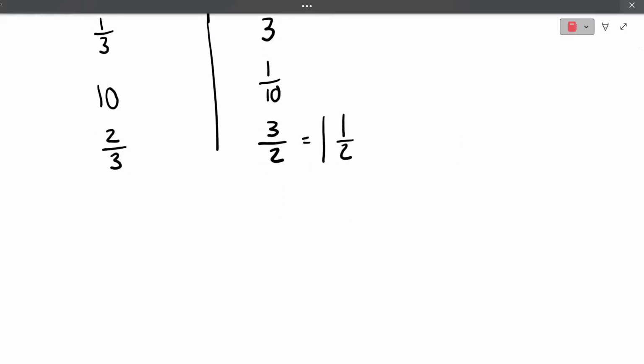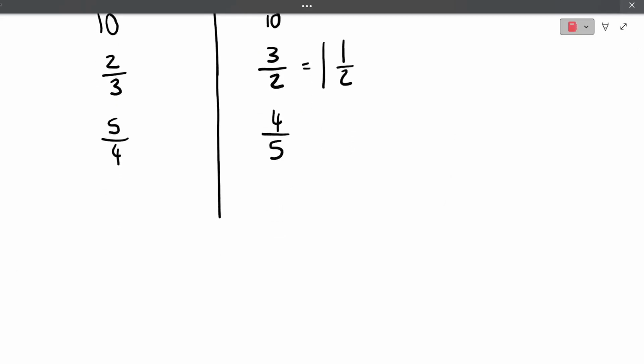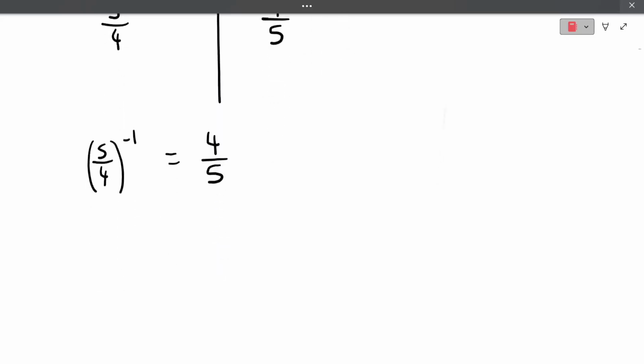What's the reciprocal of 5 over 4? Well, the reciprocal of 5 over 4 is just 4 over 5. So as you can see, we're just flipping fractions. So if I went 5 over 4 to the minus 1, that is just 4 over 5. So what the negative power is doing is flipping the fraction.